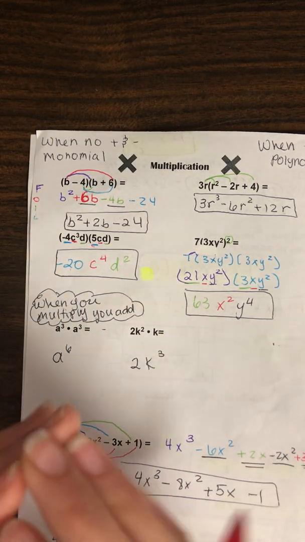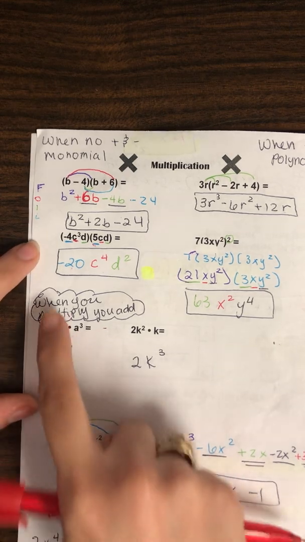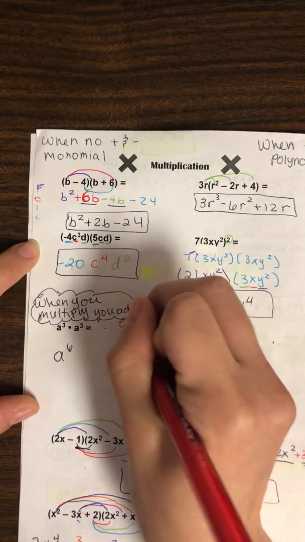So when you multiply, what you are doing is adding your exponents. So when you multiply, you add exponents. So let me write that, exponents.